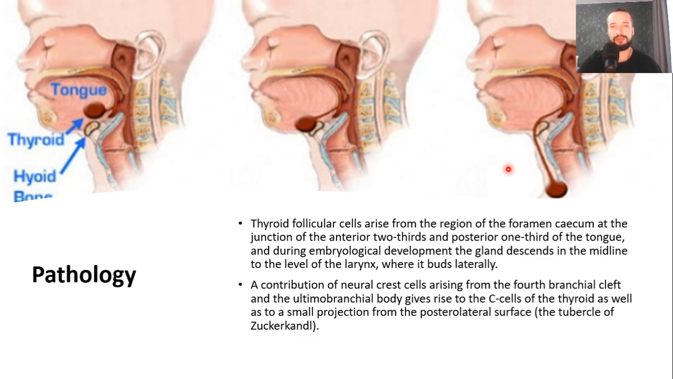Thyroid follicular cells arise from the region of the foramen cecum at the junction of the anterior 2/3 and posterior 1/3 of the tongue, and during embryological development the gland descends in the midline to the level of the larynx, where it buds laterally. A contribution of neural crest cells arising from the fourth branchial cleft and the ultimobranchial body gives rise to the C cells of the thyroid as well as to a small projection from the posterolateral surface, the tubercle of Zuckerkandl.